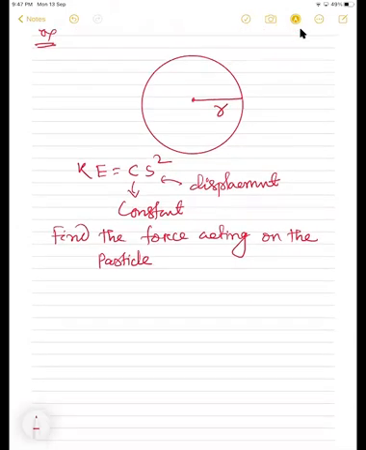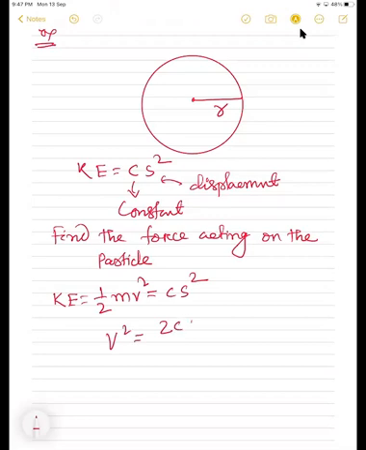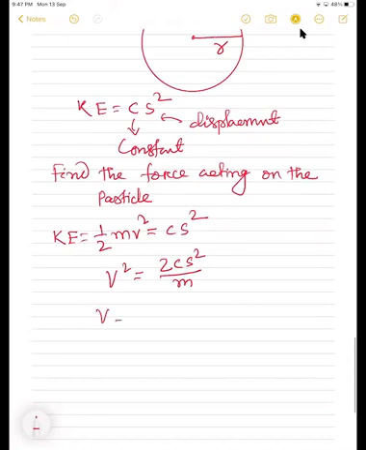Correct. See, kinetic energy is equal to half mv square, and that is given as cs square here. Yes or no, students? So if I'll be finding v, then v will be approximately how much? See, v square is equal to 2cs square by m. If I find v, then v will be root over 2c by m, and s square goes outside and becomes s.